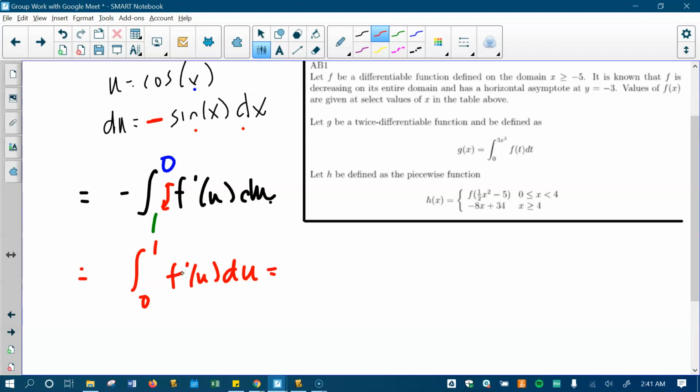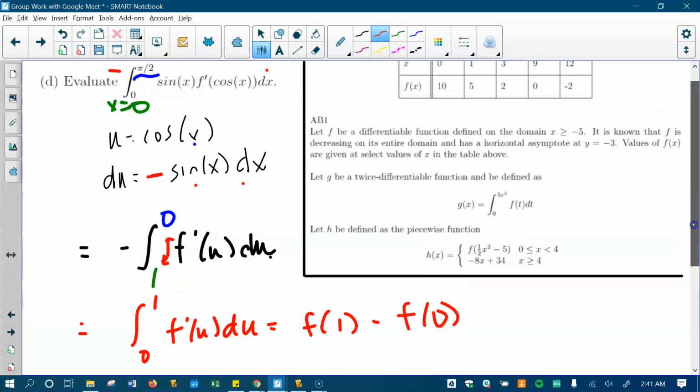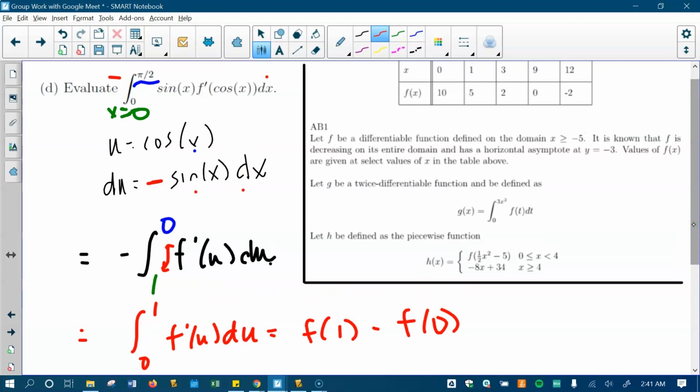To answer this question, I can either find the area or find the net change of the antiderivative. There's no area to be found, so I can just do f of 1 because f is the antiderivative of f prime, minus f of 0. F of 1 is 5 minus 10. And you can leave your answer like that if you want to, or you can simplify it to negative 5. And that's your answer for D.